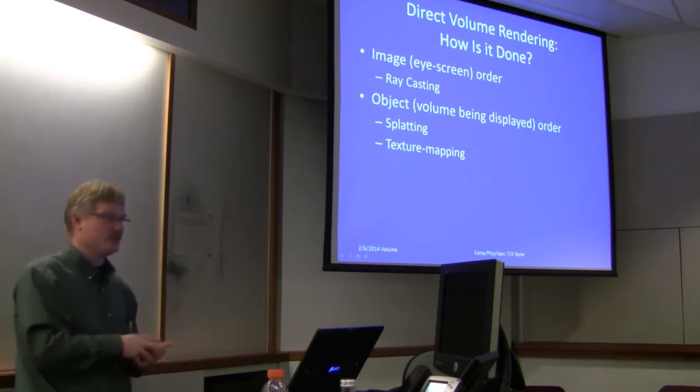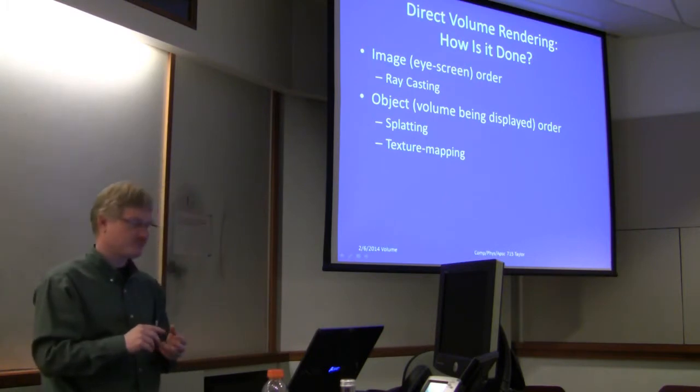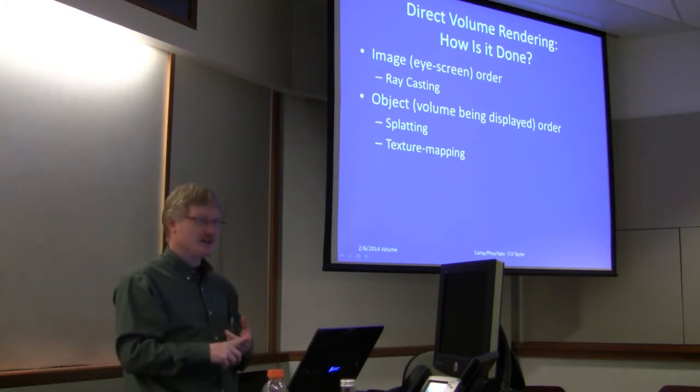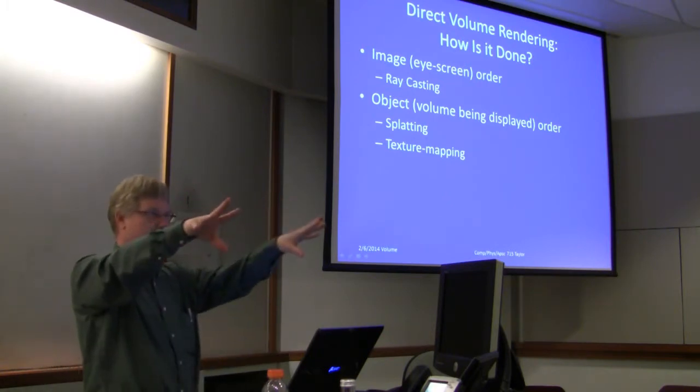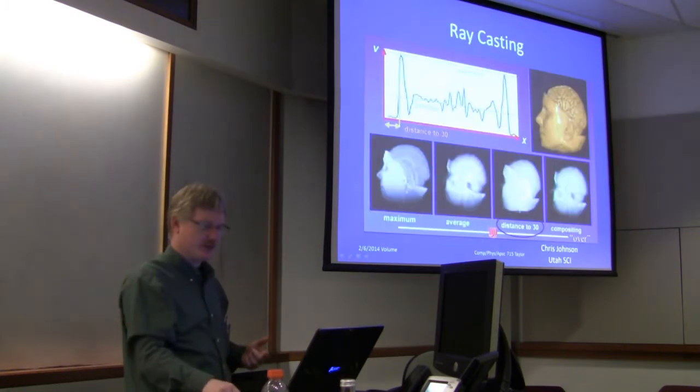All right. So how do they do volume rendering? We know what they're trying to compute. How do you compute it? There's a couple different ways. There's image order, which is going from your eye through the image, or there's object order, which is splatting and texture mapping. I'll go through each of these.